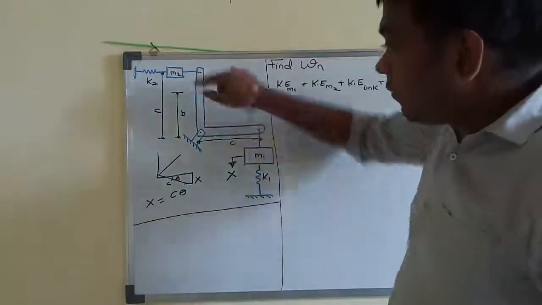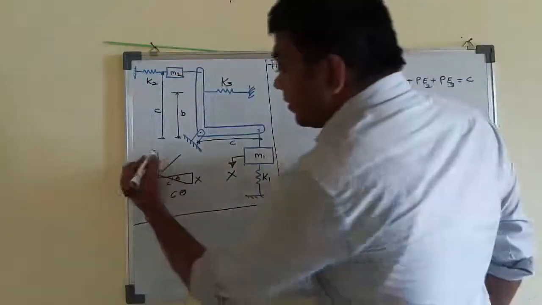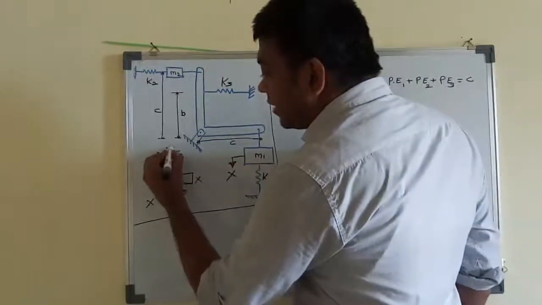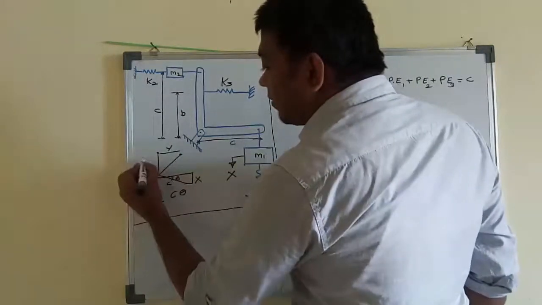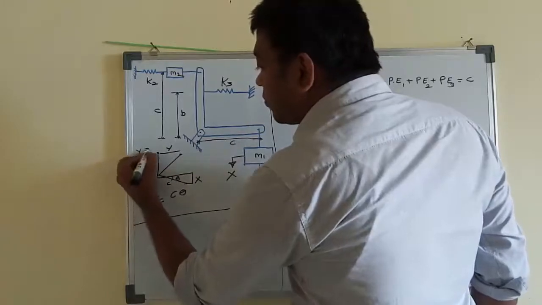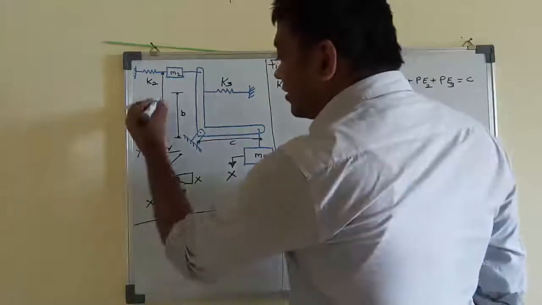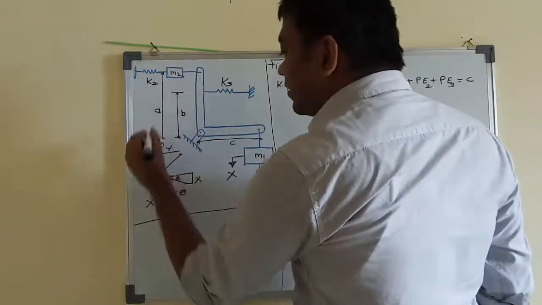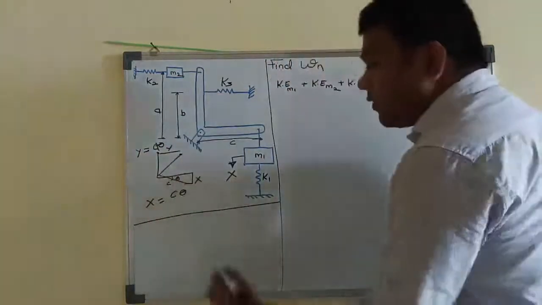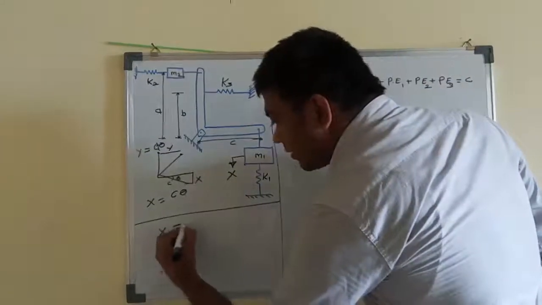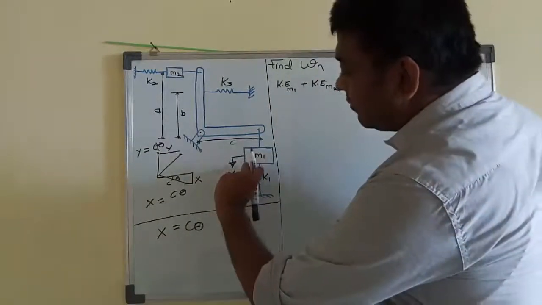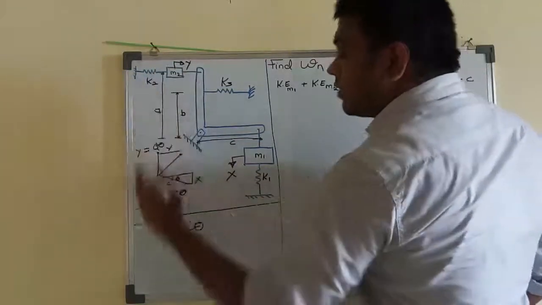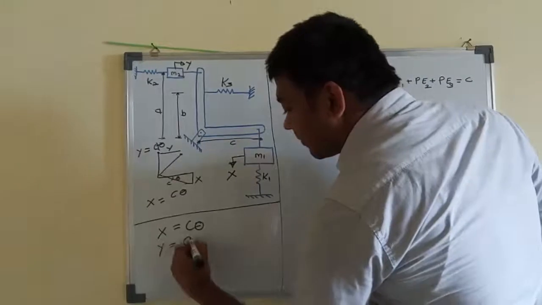Similarly for this mass, the initial position was this, the final position was this. This is the deflection, let us call it y. For the mass, y equals what? The distance is a theta. Sorry, it is a theta. So we get x equals c theta for this mass, and for this mass, y equals a theta.